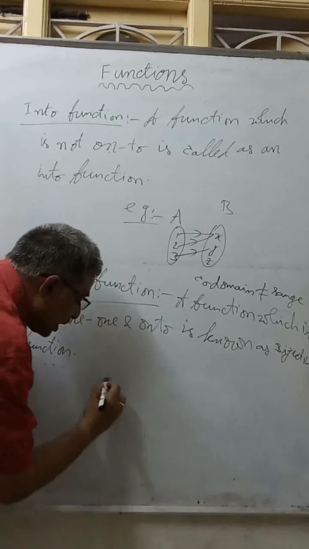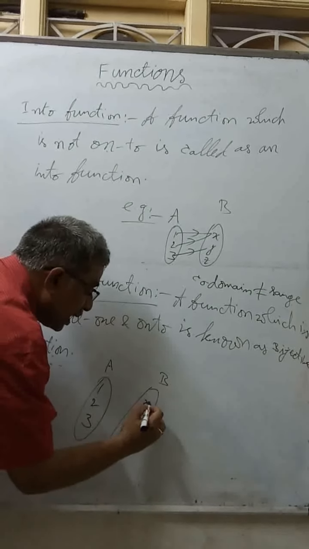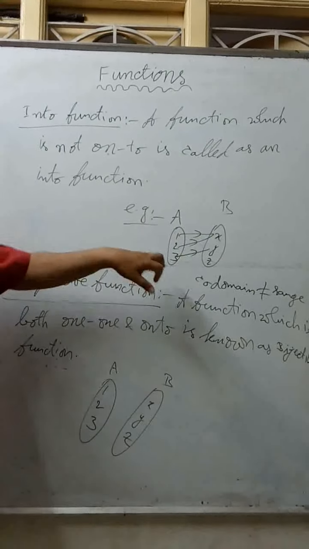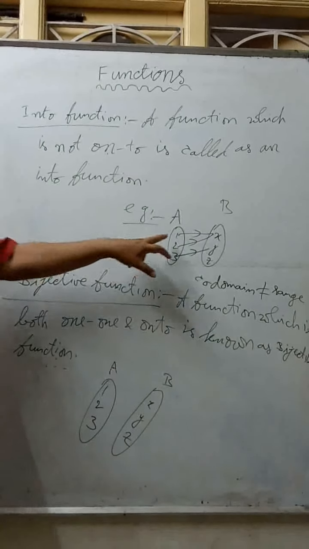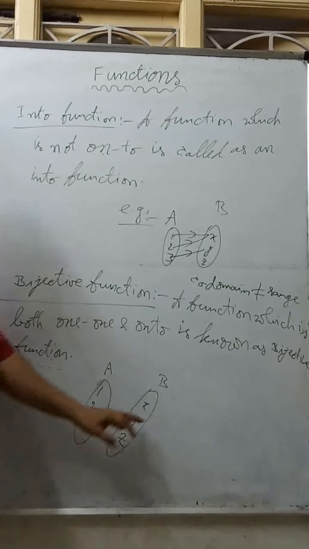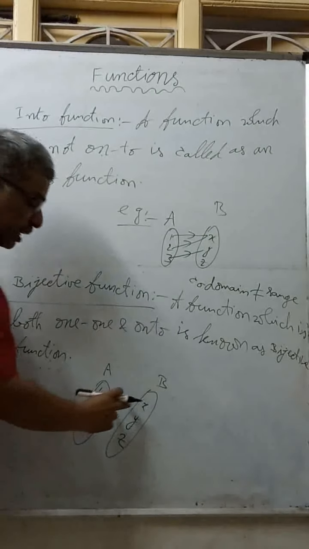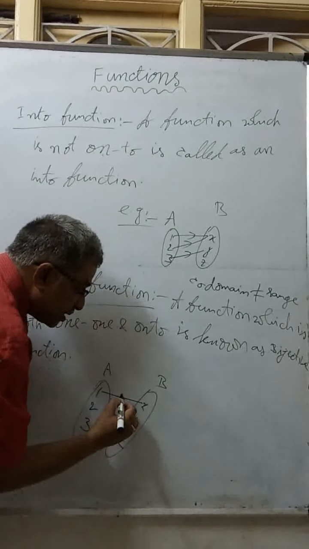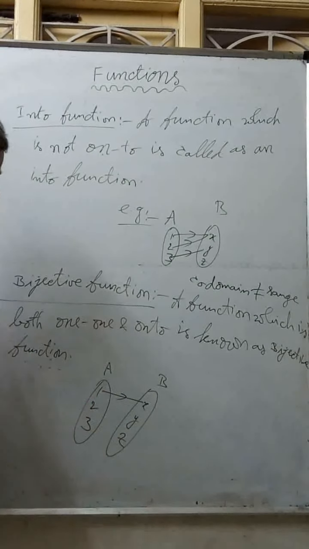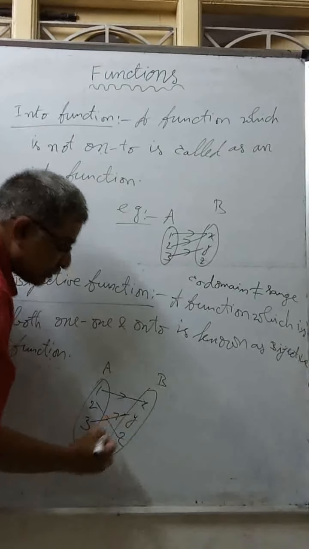If A contains 1, 2, 3 and B contains x, y, z, then in this earlier example it is not 1-1 and not onto either. 1-1 means every element of A should have a different image in B, and every element of B should have a unique pre-image in A. So if 1 is mapped to x, I should not map x to any other element in A. So I can map 2 to z and 3 to y. Here this is 1-1.